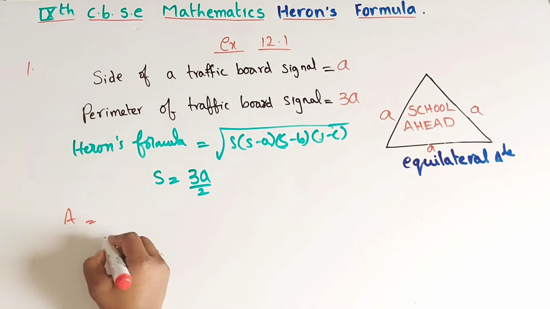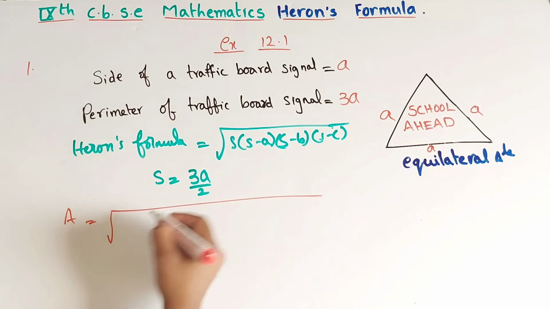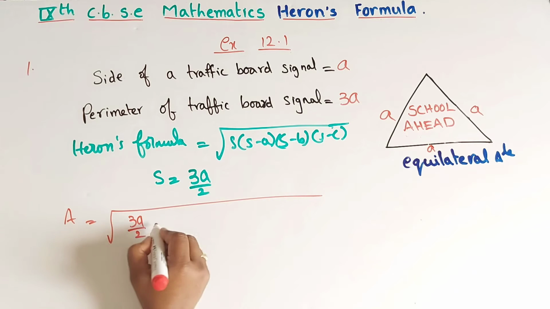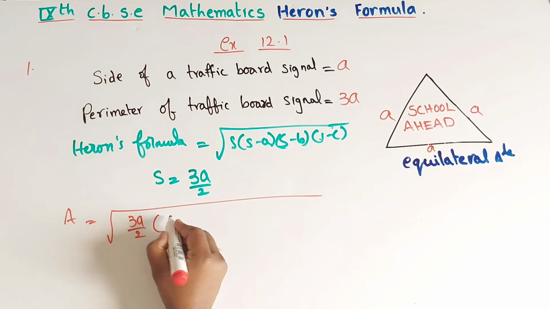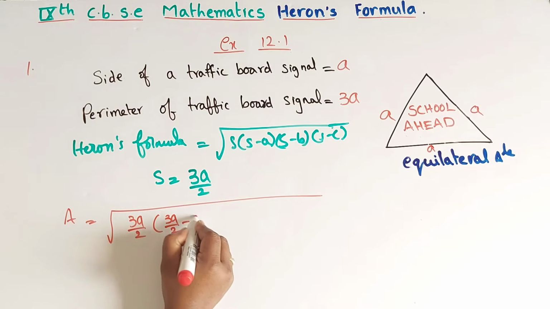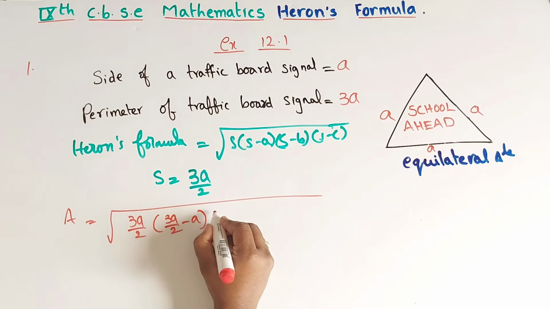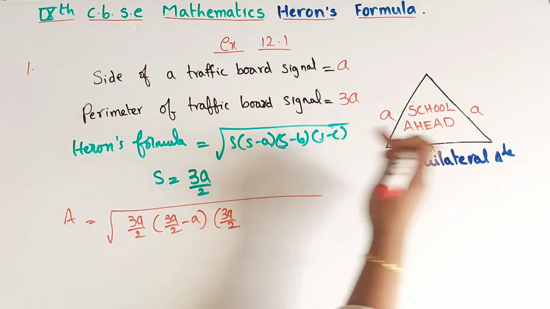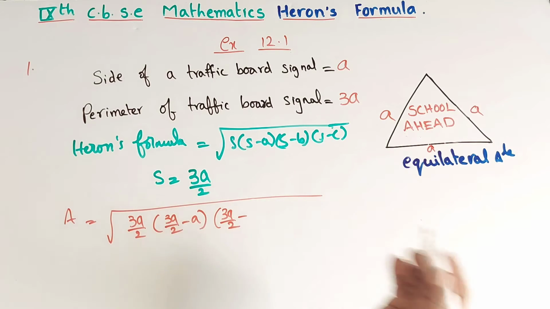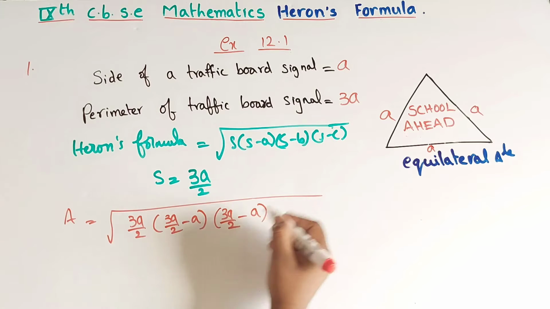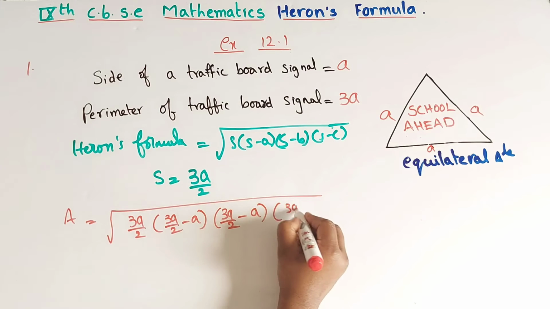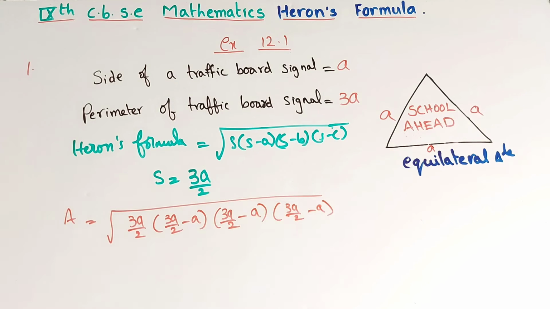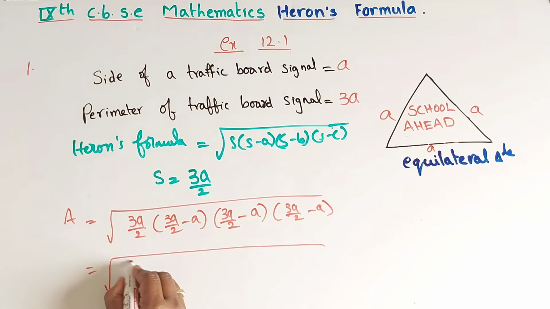Area is root of S, S means 3a by 2, and S minus a, again 3a by 2 minus a. Next, S minus b. B means the second side, also a, because it is an equilateral triangle. S minus c is also the same, 3a by 2 minus a, children. Correct? Now this equals root of 3a by 2.